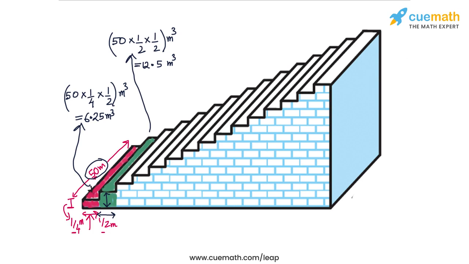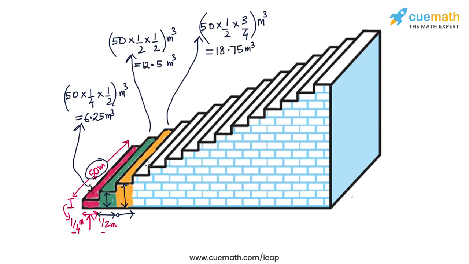Now similarly, if you focus your attention on the third step, you can easily find its dimensions. This will be 50 again for the width of the step, and the horizontal extent of the step will be 1/2 again, so into 1/2. But the height of this step will be 1/4 plus 1/4 plus 1/4. So 3 times 1/4 or 3/4. So 50 into 1/2 into 3/4 meter cube, and this is equal to 18.75 meter cube, and so on. So you can think about each step like this and you can find out its volume.